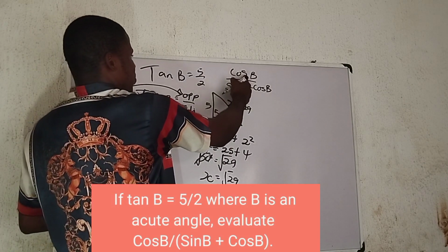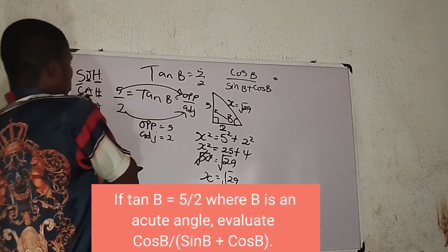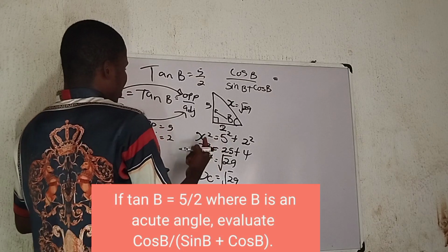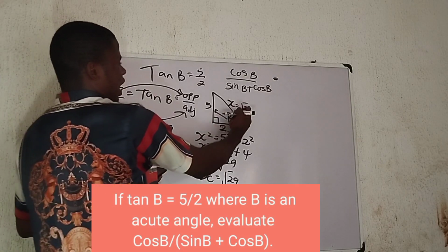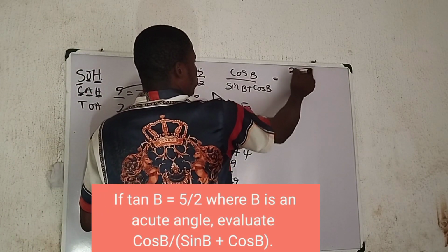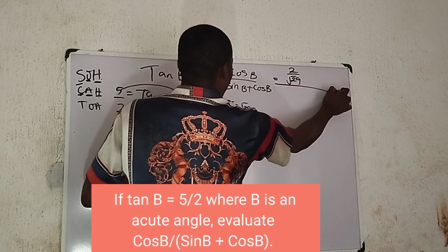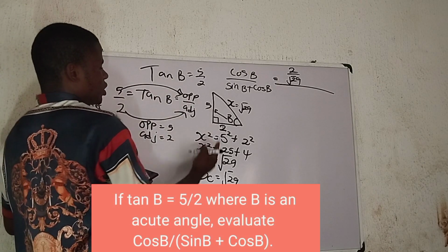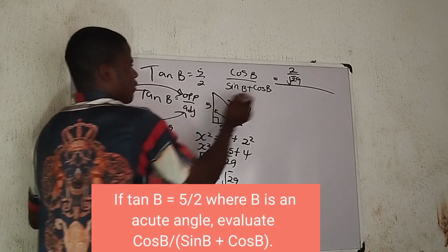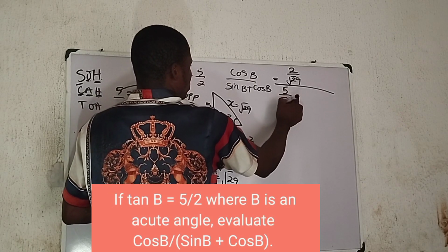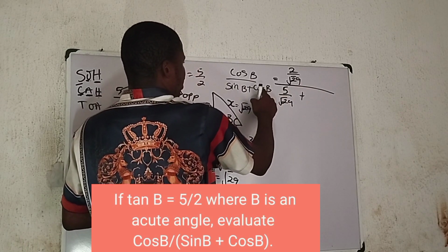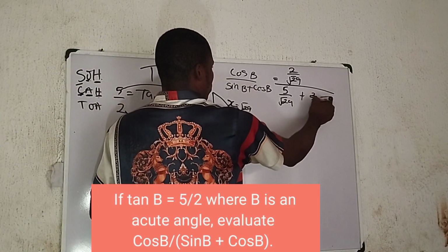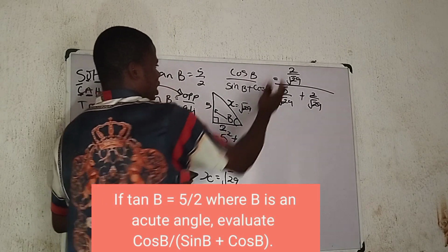Now for them to ask us cos B, that is actually cos, adjacent over hypotenuse. What's the adjacent? The adjacent is 2, right? And remember we got our hypotenuse to be square root of 29. So I have 2 over square root of 29, all over what's sin B? Sin B is opposite over hypotenuse. What's the opposite? They gave us the opposite, 5. So I have 5 over hypotenuse, square root of 29, plus cos B. Remember that cos B is adjacent over hypotenuse. Adjacent is 2, hypotenuse is square root of 29, 2 over square root of 29. Does it make sense?